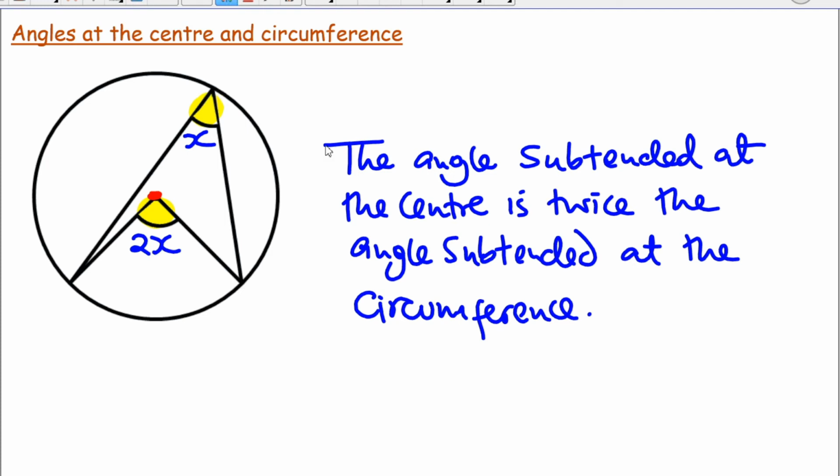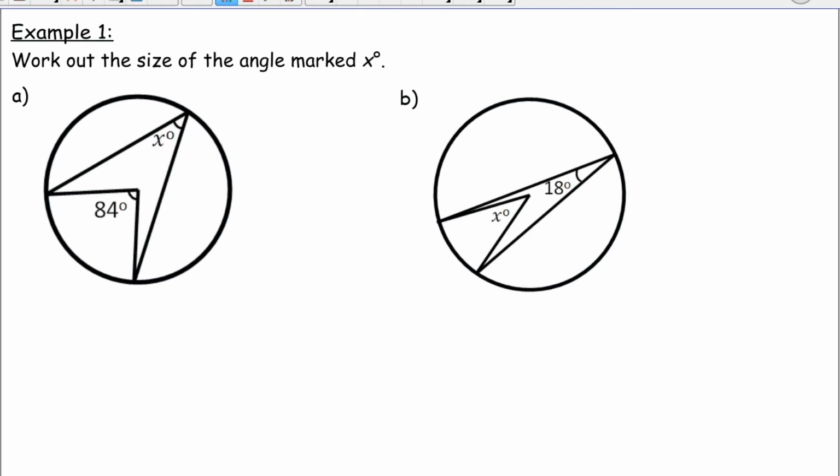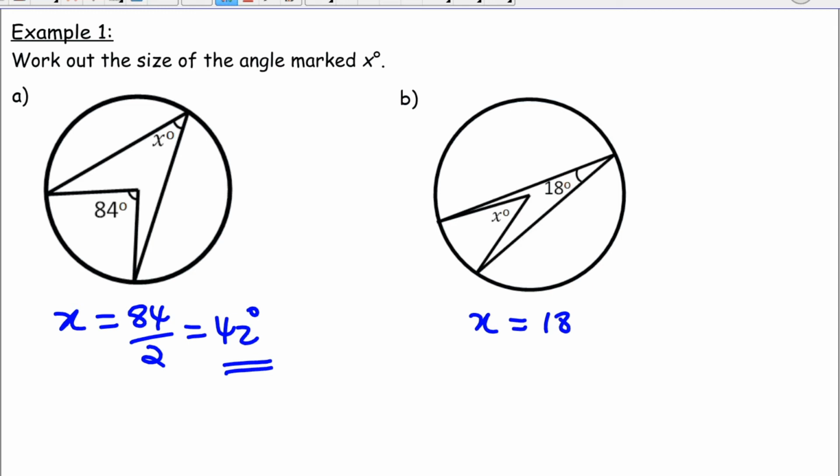Let's look at some examples and see how we can apply this. Now work out the size of the angle marked x. Of course, we can see here that angle x will be half of 84, so you can just go ahead and say x will be 84 divided by 2, which will be equal to 42 degrees. And here we can see that x will be double the angle at the circumference. So x will be 18 multiplied by 2, which will be 36 degrees.